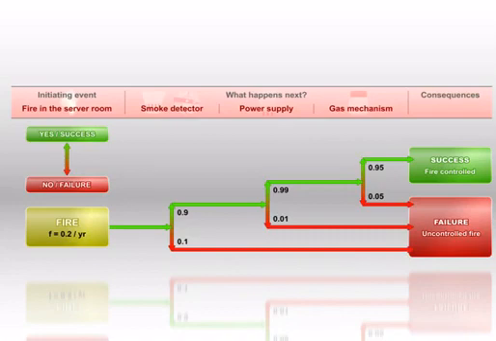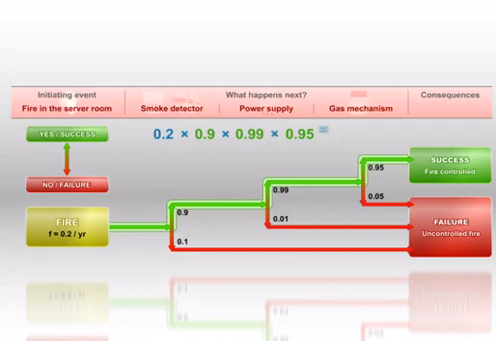Each path through the tree represents the probability that all of the events on that path will occur. Multiplying together all of the data along that path will give you this probability. The probability of a fire starting, the smoke detector detecting it, the power supply working and initiating the mechanism to release the gas, and the fire then being extinguished can be calculated by multiplying all of the data along this path in the event tree.